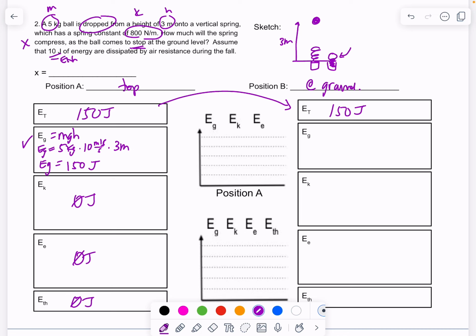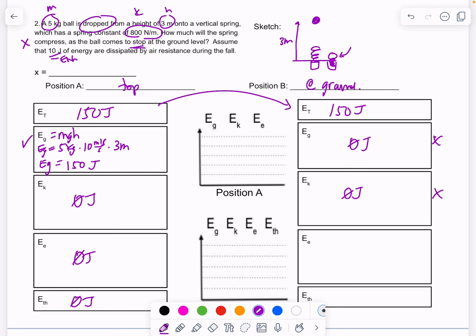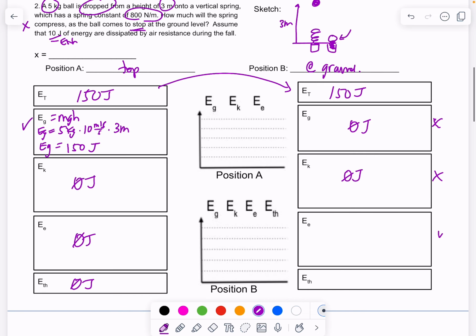So let's look at the second position. Is it above the ground? No, so that's a 0. Is it moving? No, because it says it comes to a stop. Anything stretched or compressed? Yep. And is there thermal? Yes, it's 10 joules.